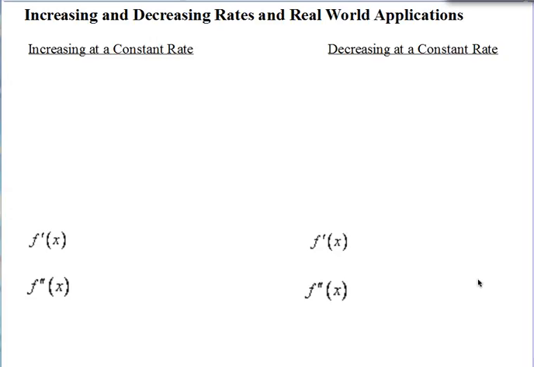These are notes for AP Calculus on the topic of increasing and decreasing rates in real-world applications. So let's first draw the picture of what each of these look like, and then we'll look at what's happening with the first derivative and the second derivative.